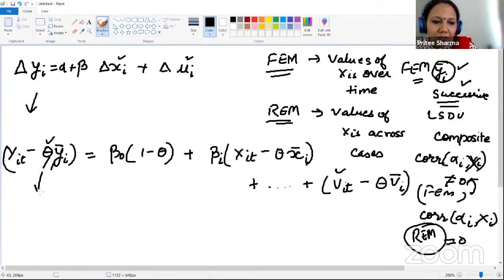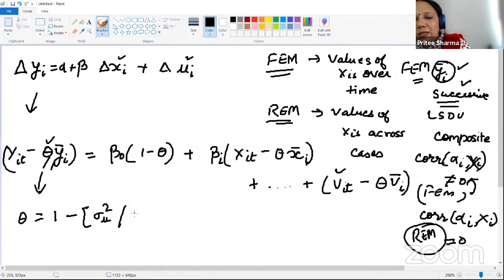Now, I understand that you might not be aware of why we are introducing theta, which is a fraction, and how we decide the size of this fraction. It is 1 minus the square root of sigma mu square divided by sigma mu square plus T sigma alpha square.